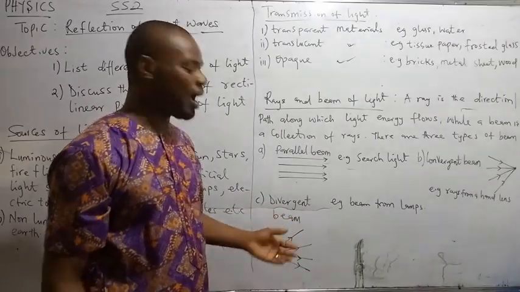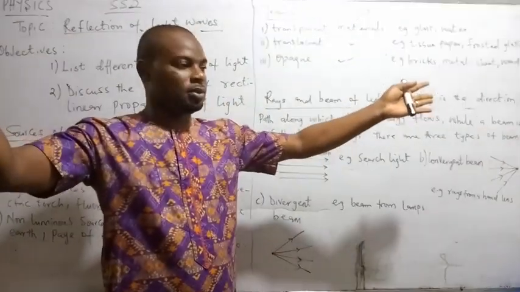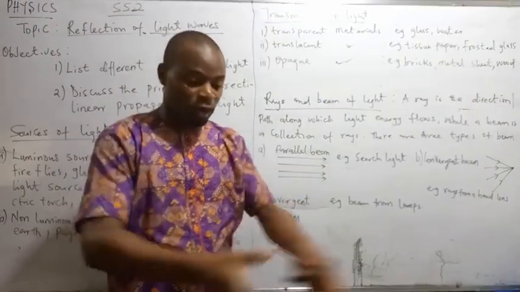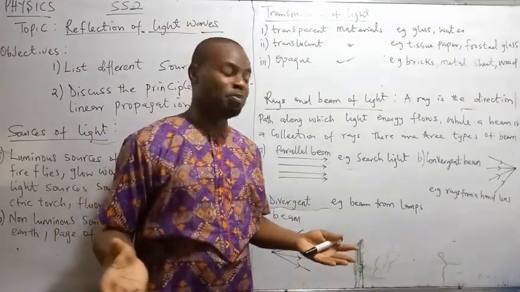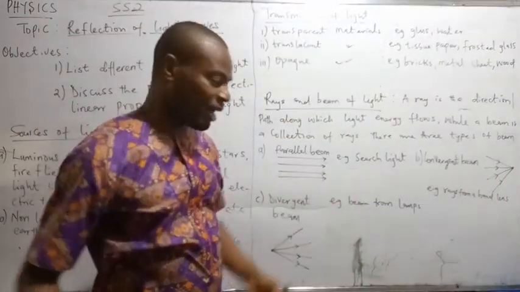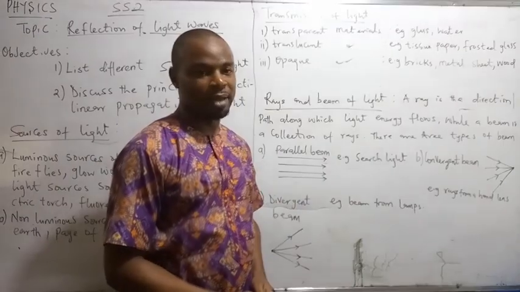Then we have the third one, divergent beam. In a divergent beam, the rays come from a particular source and now spread out. Just like in your room where you have a bulb. That kind of beam you produce in your normal room is what? Divergent beam. They come from a source just like the bulb and spread out so that you can now see well. An example here, you have beam from lamps.